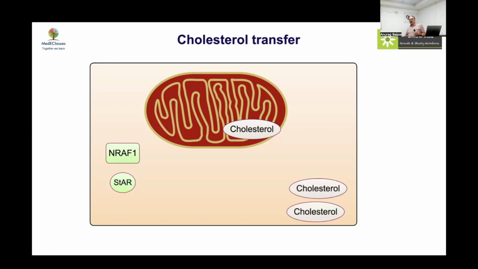Now, if you have a StAR problem, what is going to happen in that scenario? The cholesterol will not go inside the mitochondria. It will go in at a lower rate. So it goes down to around 10 to 15%. So if you're producing, say, 100 cholesterol going in every minute, I'm giving an example, it becomes 15. What does it mean? The rate of steroidogenesis goes down.